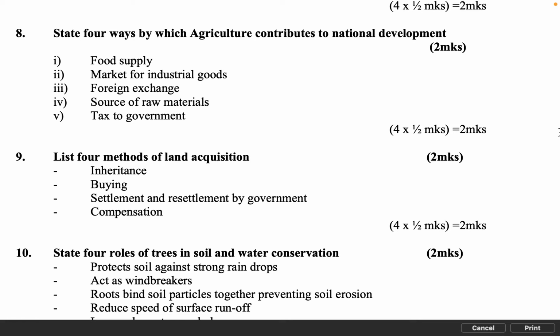9. List 4 methods of land acquisition. 2 MKS. Inheritance. Buying. Settlement and resettlement by government. Compensation. 4 by 1/2 MKS equals 2 MKS.